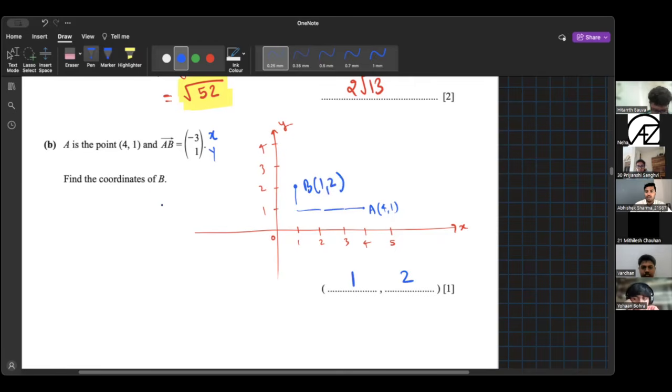This is one way. The second way is you simply add the x component with negative 3. So 4 and negative 3 will be 1. And the y component with the y component, 1 plus 1, that is 2. So 1, 2 is the answer.